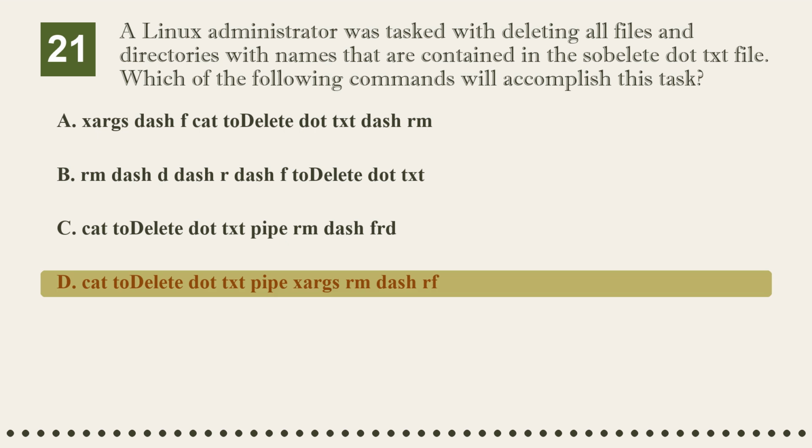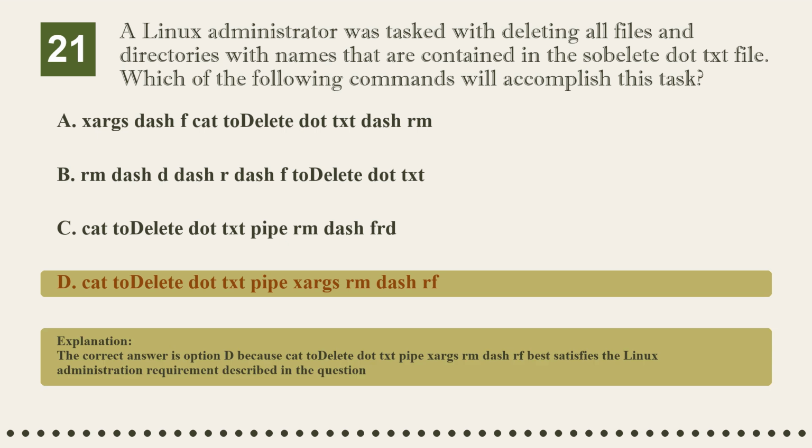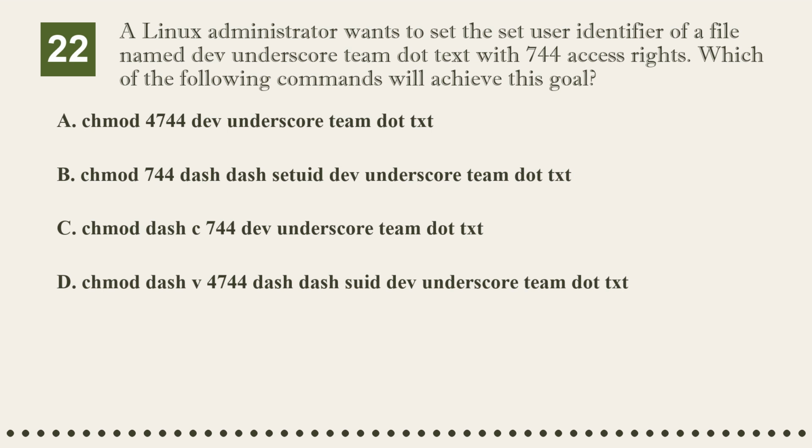The correct answer is option D, cat todelete.txt pipe xargs rm-rf. The correct answer is option D because cat todelete.txt pipe xargs rm-rf best satisfies the Linux administration requirement described in the question. Question 22. A Linux administrator wants to set the set user identifier of a file named dev_team.txt with 744 access rights. Which of the following commands will achieve this goal?